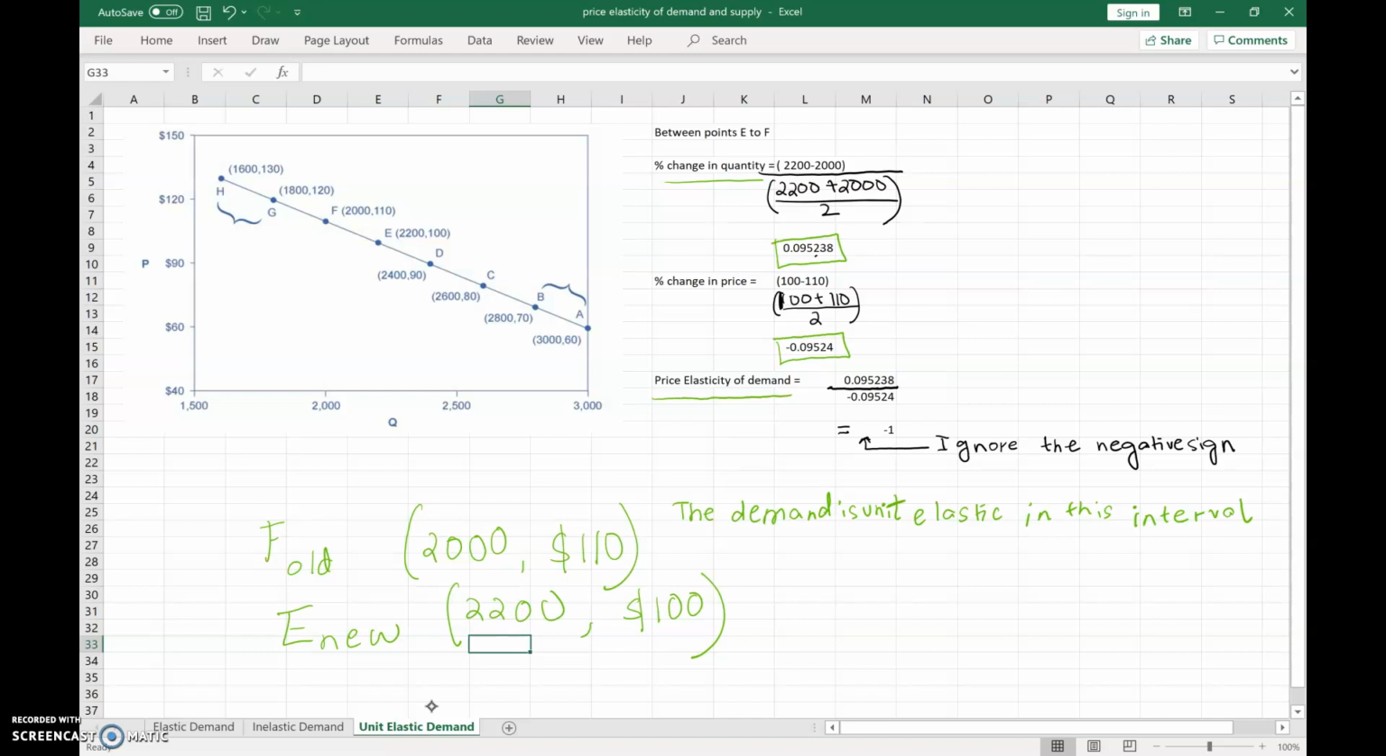Price elasticity of demand is what I'm getting here, a -1. If I ignore the negative sign, my value will be equal to 1. This is the result. And if the price elasticity of demand is equal to 1, we say demand is unit elastic over this interval.